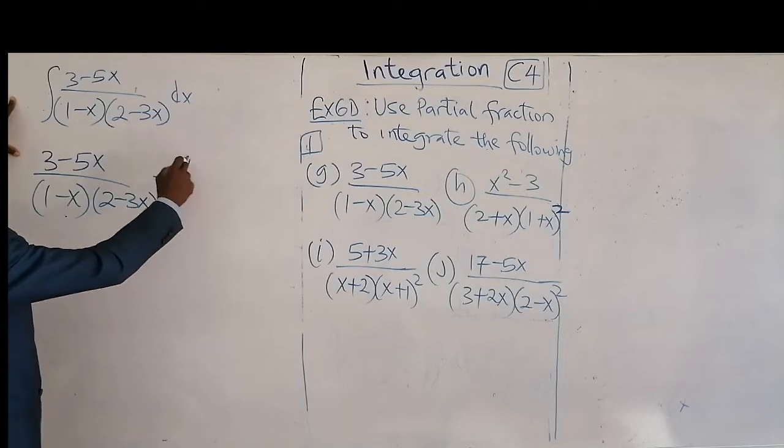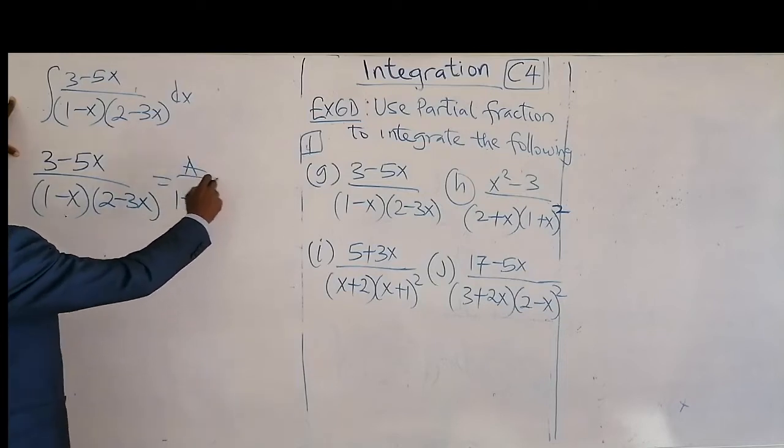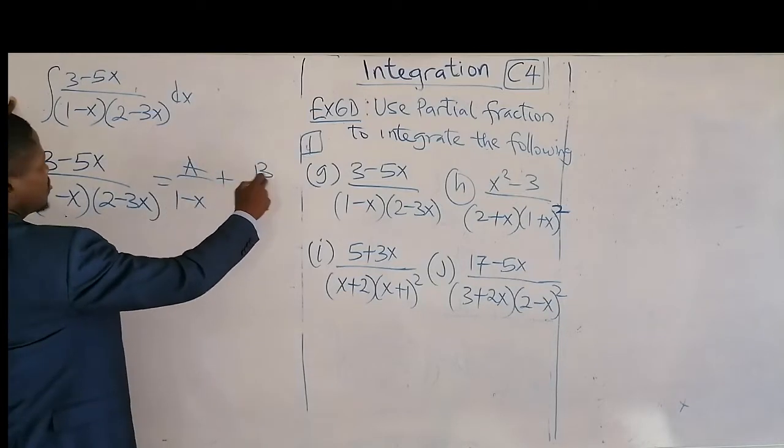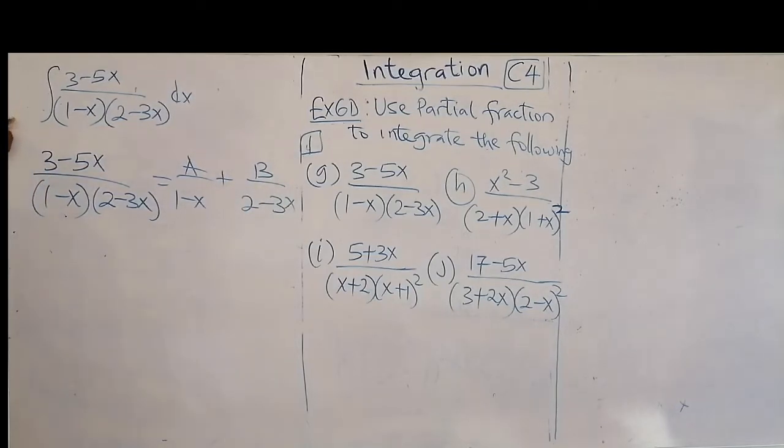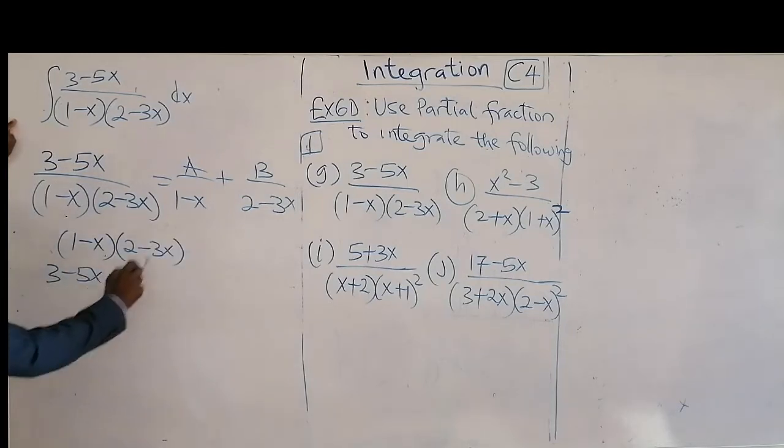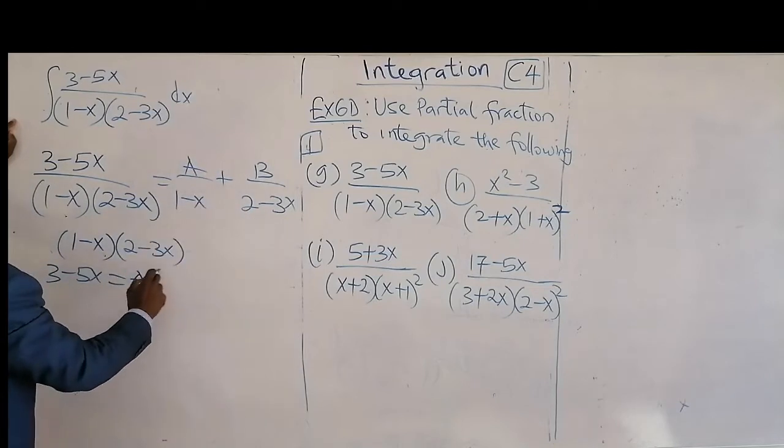So this will be what? This will be A over 1 minus x, then plus B over 2 minus 3x. So that's what we have. Then multiply through by the common factor. If you do that, you have 3 minus 5x equal to A times this one, then B times this one.